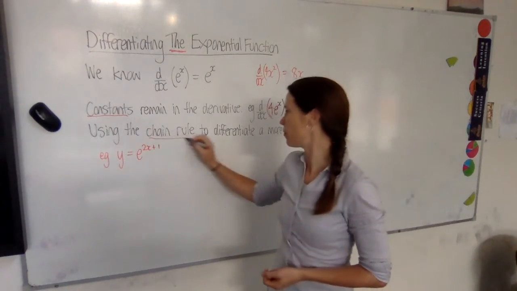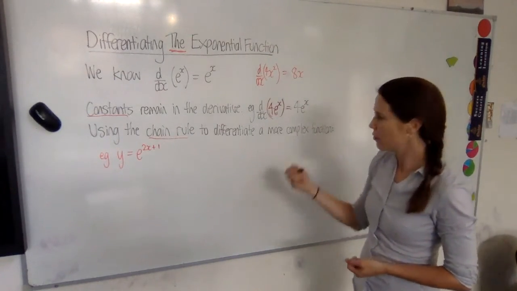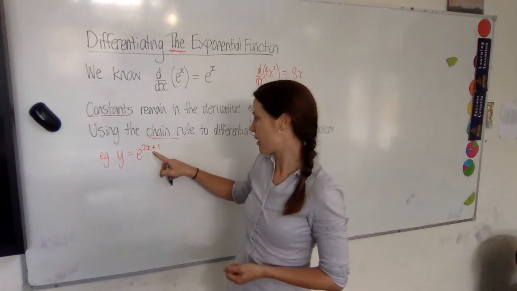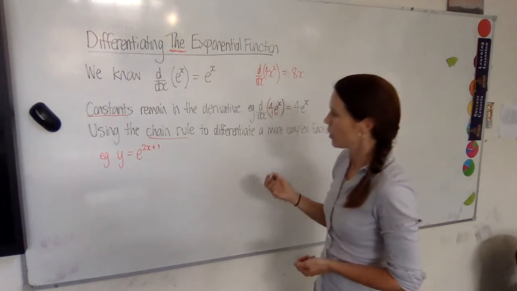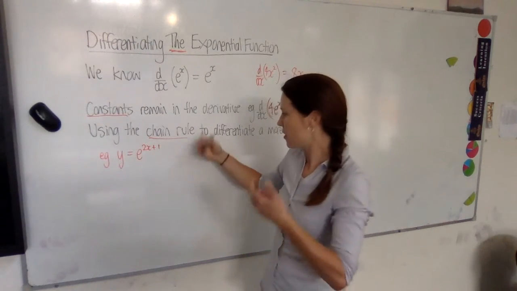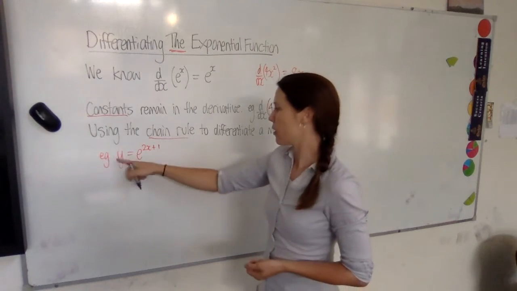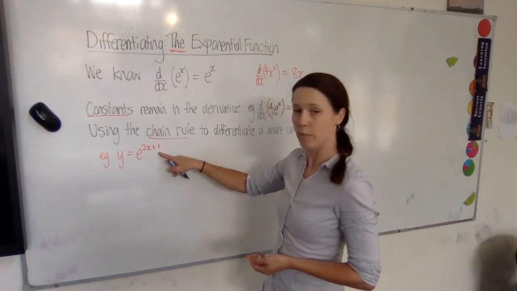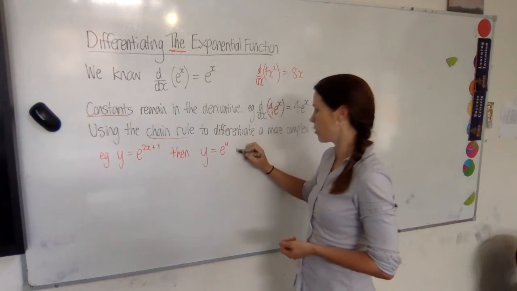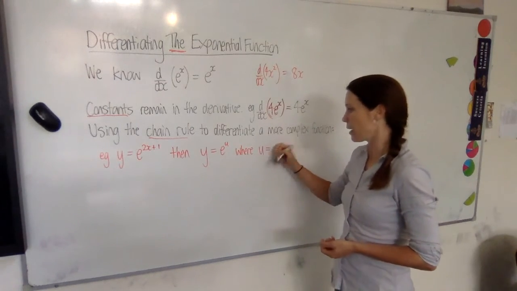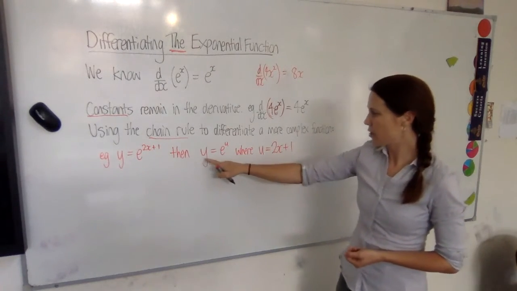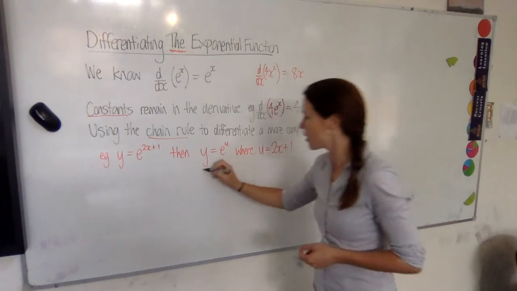Now, using the chain rule to differentiate a more complex function, if we have something like y equals e to the power of, say, 2x plus 1, so we have a little function of x up here in the power. Well, the chain rule says, let's take the complicated part, the function of x, and call it something else, say u. So if y equals e to the power of 2x plus 1, I can rewrite that as y equals e to the power of u, where I define u as 2x plus 1. How does that help? Well, I can now differentiate y with respect to u.